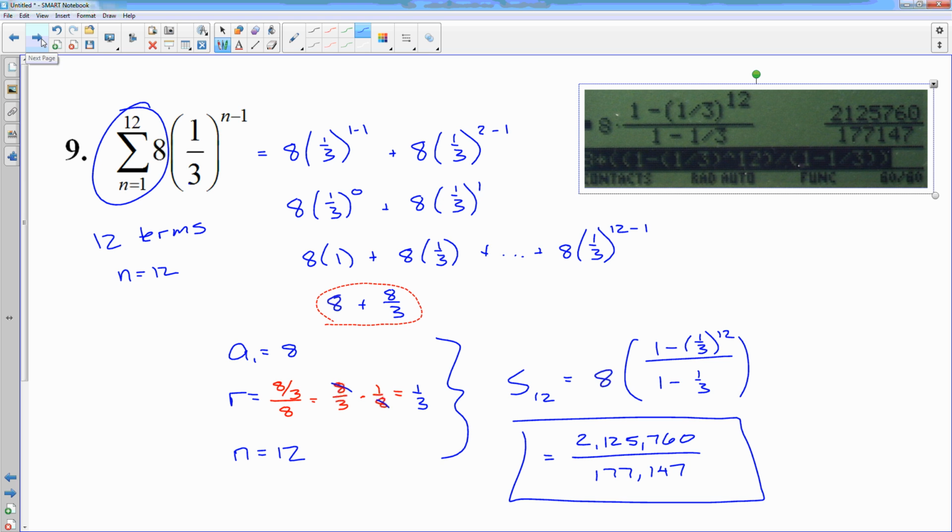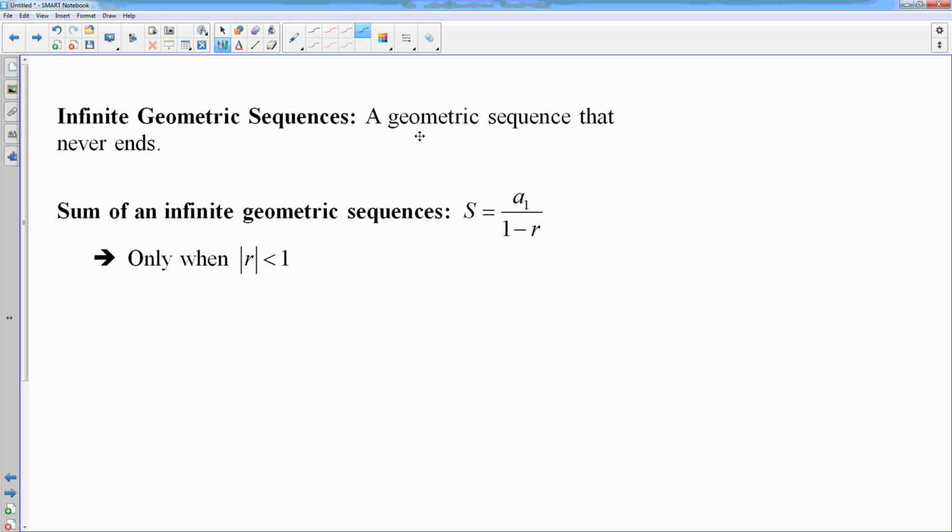There is one last formula, and that deals with something called an infinite geometric sequence. An infinite geometric sequence is simply one that never ends. You don't have only 12 terms. You have an infinite number of terms, and it goes on forever and ever.